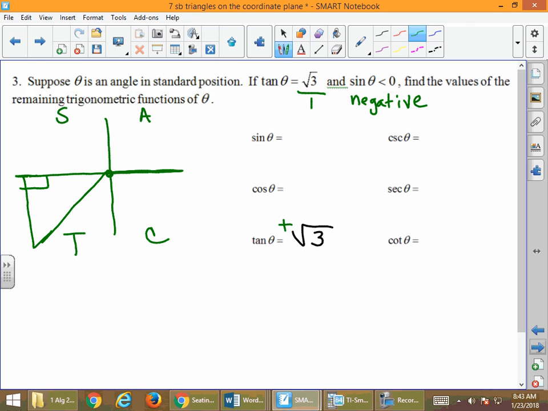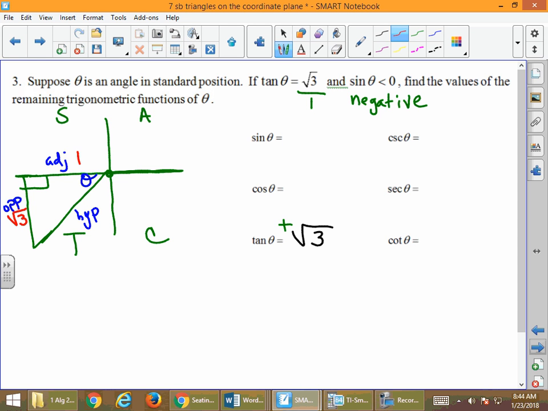So let's label our triangle before we get going too far. Our angle is here, and across from that is the opposite. Across from our right angle is the hypotenuse, which means that our other side here is the adjacent. And the information that we know in this particular problem is opposite divided by adjacent, so we know the square root of 3 over 1.